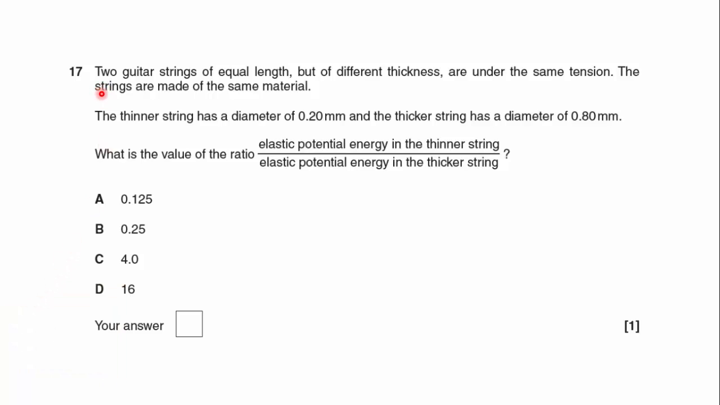Okay, so we've got two guitar strings of equal length but of different thicknesses, and they're under the same tension. The strings are made from the same material. The thinner string has a diameter of 0.20 millimeters and the thicker string has a diameter of 0.80 millimeters. We've got to find out the value of the ratio of the elastic potential energy in the thinner string in comparison to the elastic potential energy in the thicker string.